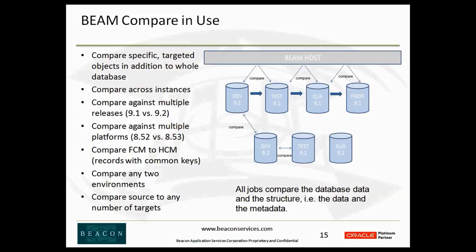You can also compare different releases. So as I mentioned in the earlier example, you might compare a 9.1 database to a 9.2 or an 8.9 to a 9.1. It doesn't matter. You can compare two different releases to each other. You might compare two different platforms. You might compare PeopleSoft 8.5.2 to 8.5.3. Again, you might be doing this because you're doing an upgrade, or you might be doing it because some of your applications are running on 8.5.2 and some of them are running on 8.5.3. Again, Beam Compare doesn't really care about those distinctions.